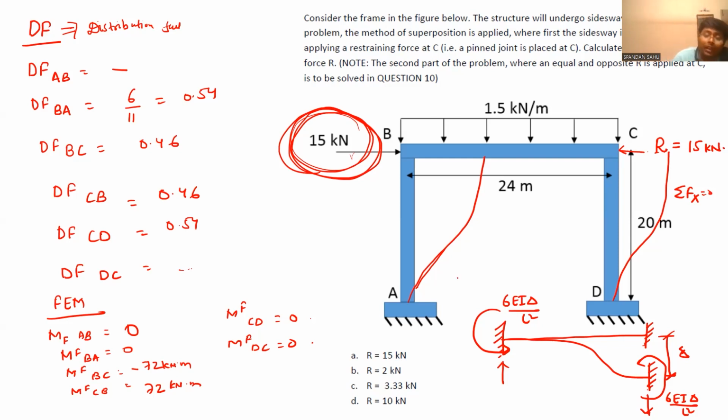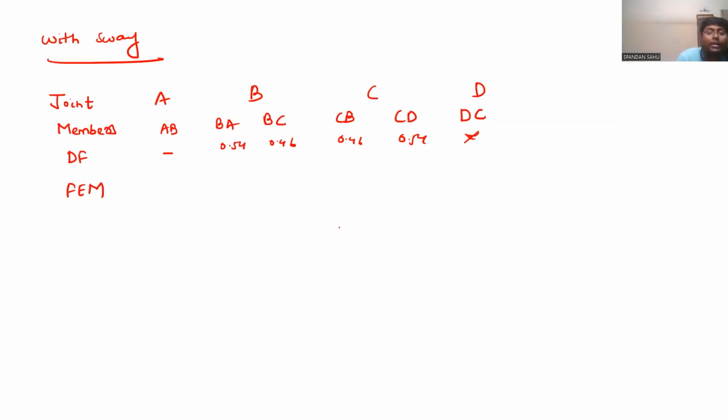So assume this value as some arbitrary value, because we don't know how much delta or how much lateral sway is happening. Let us assume it to be 100. And since all those moments are coming to be anti-clockwise, everywhere you write -100. Till this point, is it okay or not?